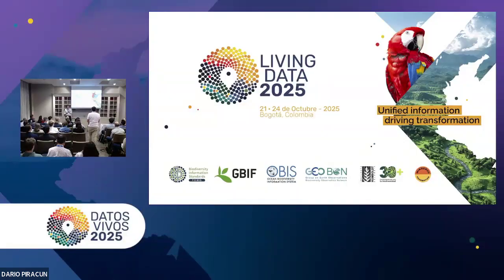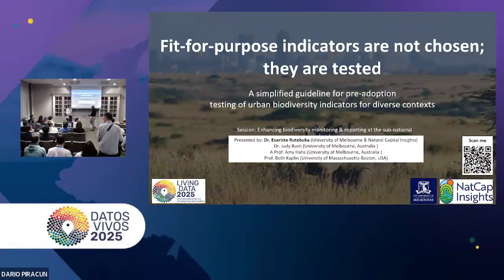I know it's getting very hot in here. Hang on. The two next presentations, just so you know what's upcoming, we'll go to the city scale, and then we'll go to an evaluation framework to choose indicators. So the next speaker is EBVs towards fit for purpose urban biodiversity indicators.